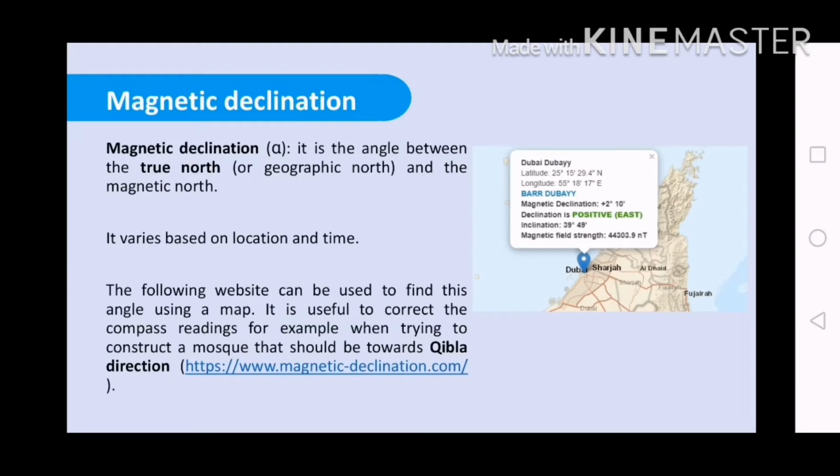Magnetic declination is the angle between the true north, as we said, and the magnetic north. This component varies based on location and time. It is different from location to location and from time to time. Now let's see an example. The following website can be used to find this angle using a map. It is useful for correcting the compass reading, for example, when trying to construct a mosque that should face the Qibla direction.